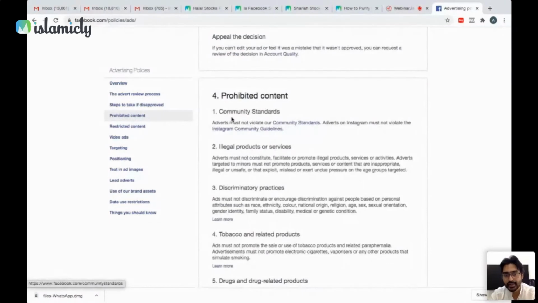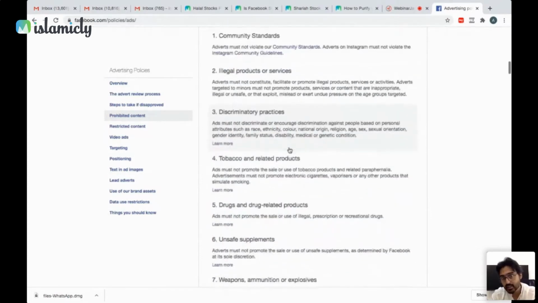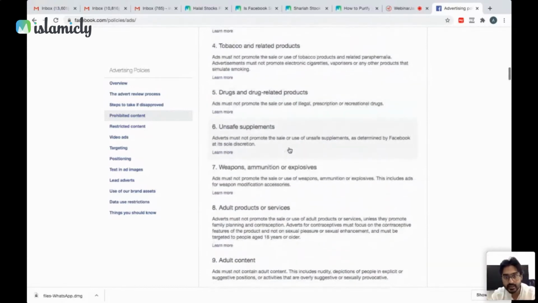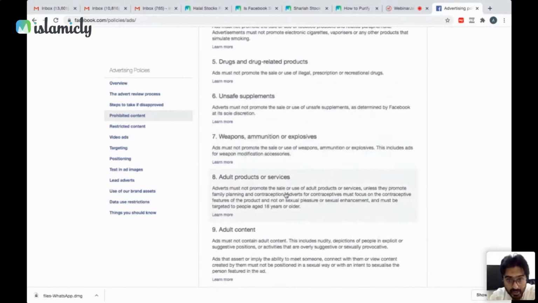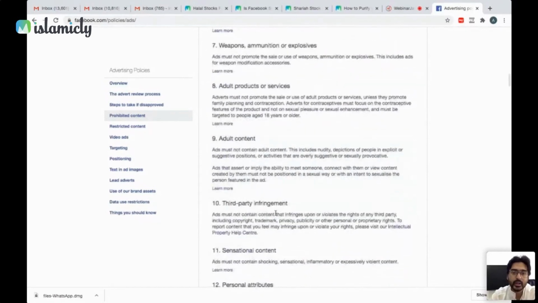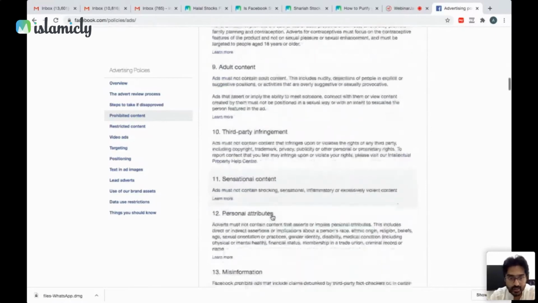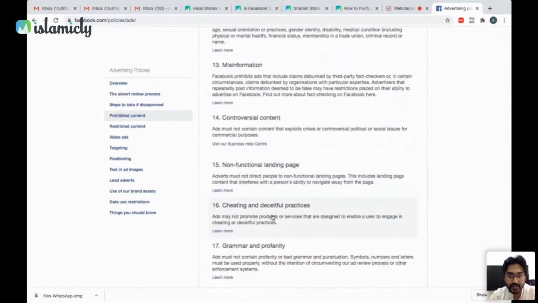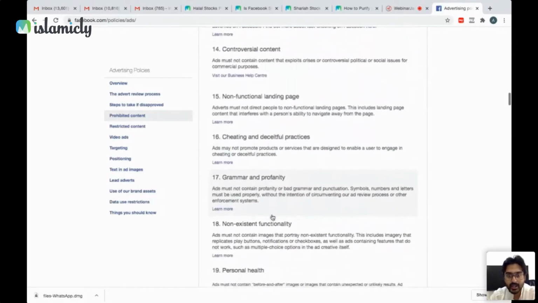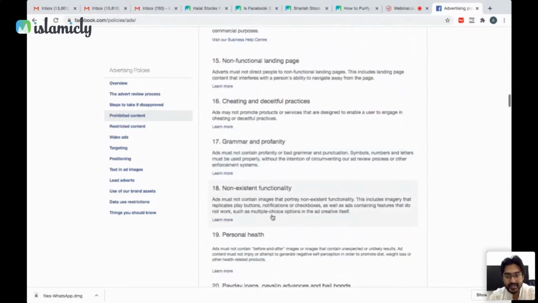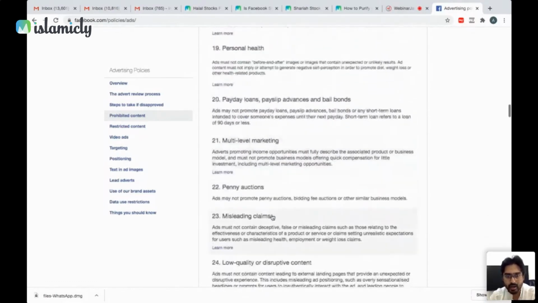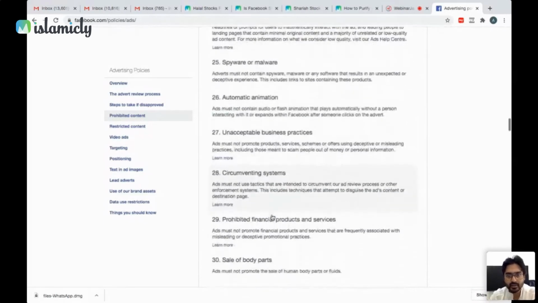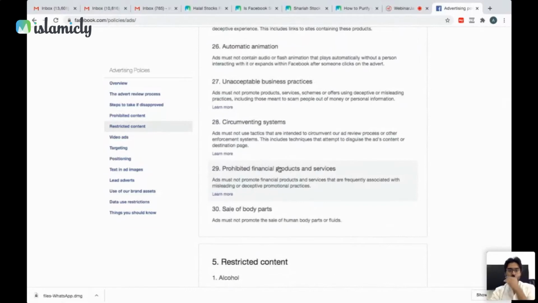This is the prohibited content. If you violate any community standards, illegal products or services, discriminatory practices, tobacco-related advertisements are not allowed, drugs are not allowed, unsafe supplements not allowed, weapons not allowed, adult products or services not allowed, adult content is not allowed, third-party infringement is not allowed, sensational content not allowed, personal attributes, misinformation, controversial content, non-functional landing page, cheating and deceitful practices, grammar and profanity, non-existent functionality, personal health, pay loans, multi-level marketing, a couple of stuff. Lots and lots of stuff. Prohibited financial products and services, sale of body parts.